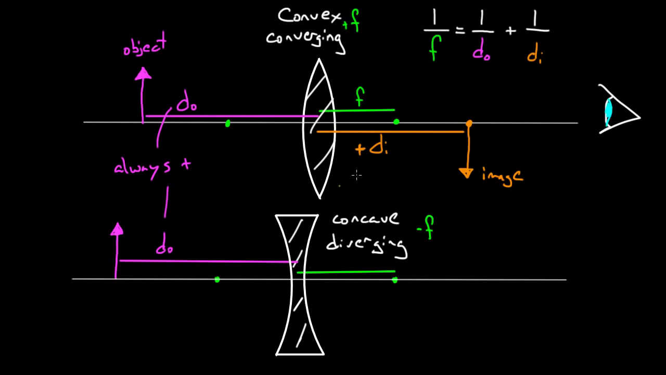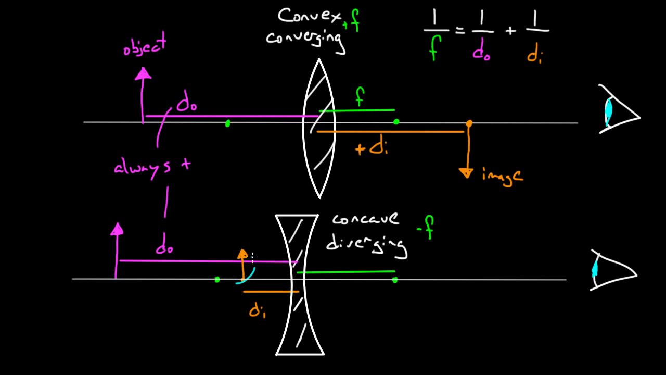Now for this diverging case, maybe the image ended up over here somewhere. I'm going to draw an image over here. So again, the image distance is from the center of the lens to where your image is. I'm going to draw that line. This would be my image distance. In this case, my eye still should be on this side, because I should be looking through my lens at my object.